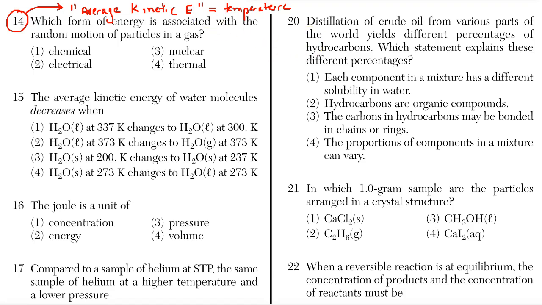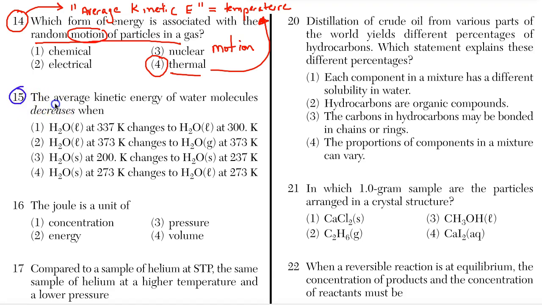And so kinetic energy is motion, the physical motion. So which is the form of energy associated with the random motion, the kinetic energy? Which choice is closest to temperature? Thermal. Thermal means how hot or how cold or how much temperature something has. A thermal change is a temperature change. A thermos keeps the heat in. So 4 is the answer there. All right, so 14 is 4. On to number 15.